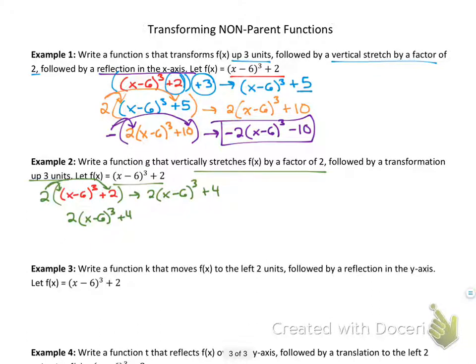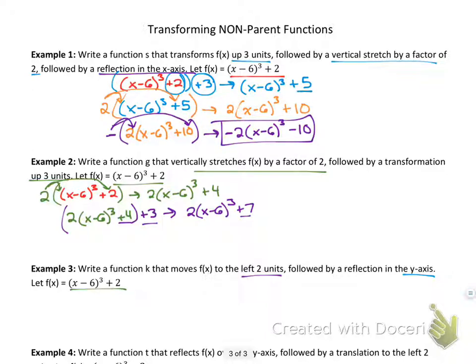You put the equation in parentheses, and then you do what you're going to do to it. So if it's up 3, it goes at the end, so plus 3, which means we can go ahead and combine like terms. We've got 2 times (x minus 6) cubed, which didn't change, but that's plus 7 because 4 plus 3 is 7. Next one, example 3. We're moving to the left 2 units, and then a reflection in the y-axis. So, if this is what we're starting with, well, we write that first.